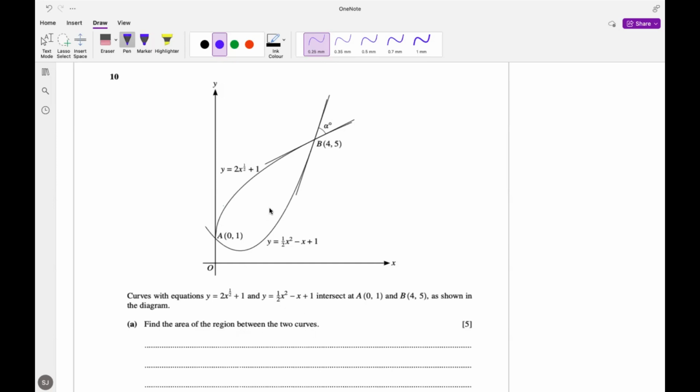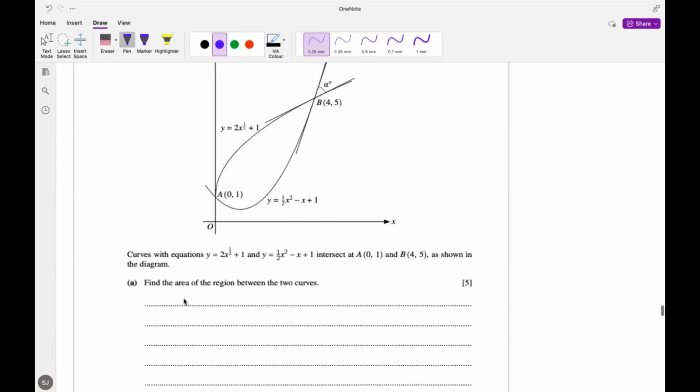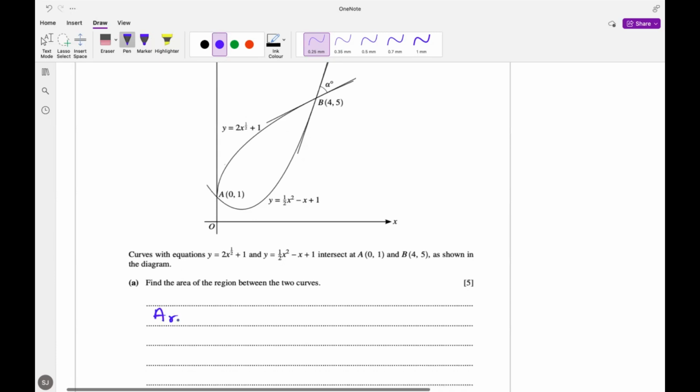Now, to find the area of the region between the two curves, first we'll find the area under the curve with the equation y equals 2x to the power half plus 1. Then find the area below the curve for which the equation is y equals half x squared minus x plus 1, and then subtract the two areas. So the area in this case will be equal to, the limits will now be 4 and 0.